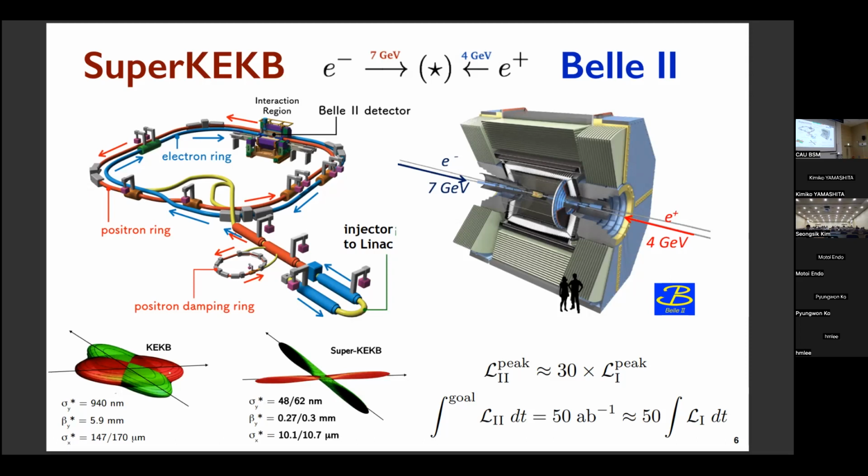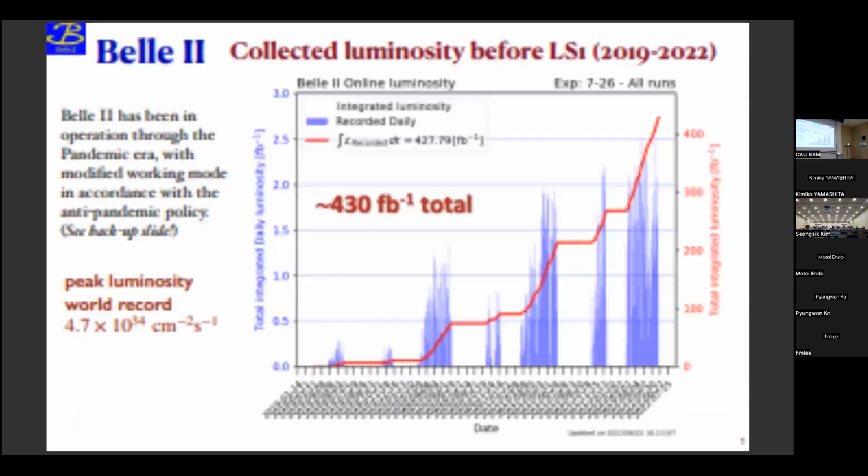You can immediately see, this is the design goal, but anyway, once it goes very well according to the design, we'll have a very narrow beam that will help us increase the instantaneous luminosity up to 30 times. Then at the end of the lifetime of the Belle 2 experiment, we'll have completed 50 times the data sample that we currently have with the Belle experiment.